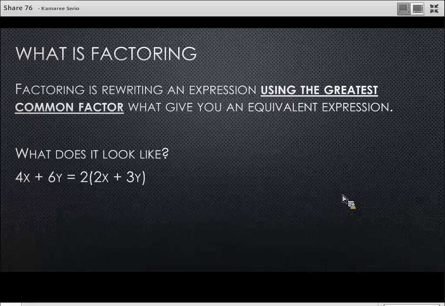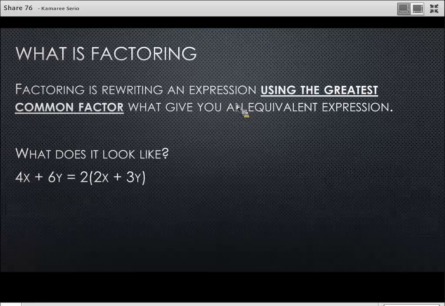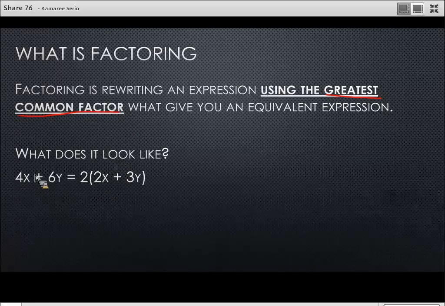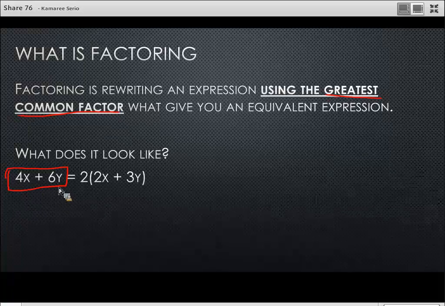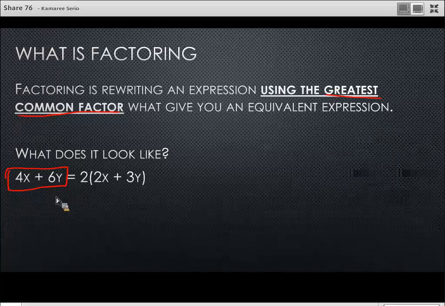Okay, factoring. Factoring is probably one of the harder concepts when you're dealing with simplifying expressions. When you're factoring, you are taking out the greatest common factor. Now, what the greatest common factor is, if you were to look at this expression here, 4x and 6y, what you're looking at is what is the largest number that I can divide into both of those evenly.